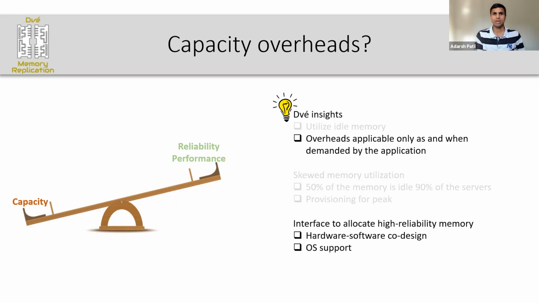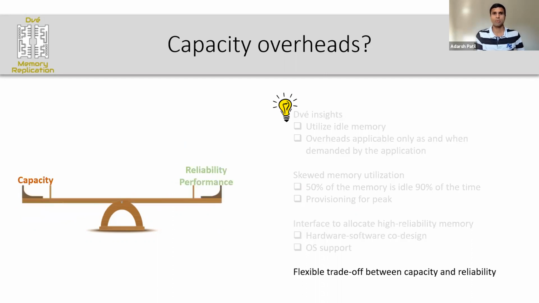Secondly, Dway's overheads are applicable only as and when demanded by the application, unlike today's reliability schemes, which have fixed overheads at design time. For this, Dway provides an interface by which applications can allocate high reliability memory for only certain regions of their memory. Dway provides this interface using a hardware-software co-design approach, with the operating system working hand in hand with the hardware to enable or disable replication when desired. Thus, Dway provides a flexible trade-off between capacity and reliability.